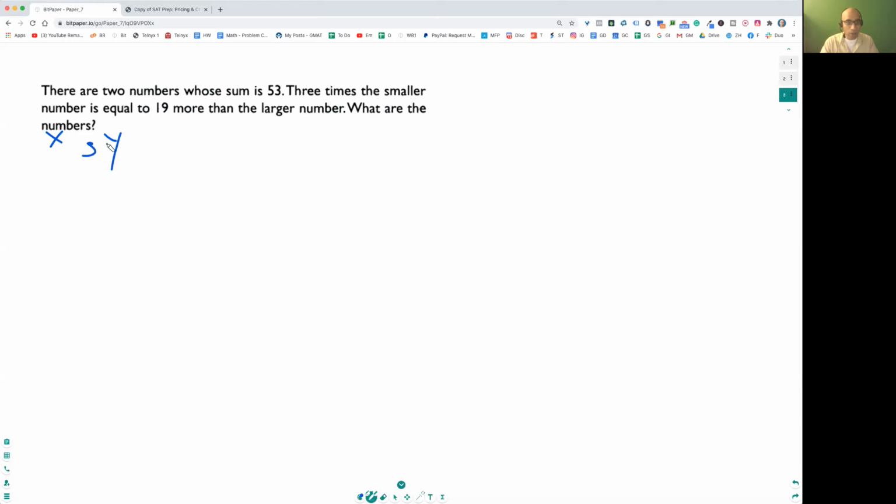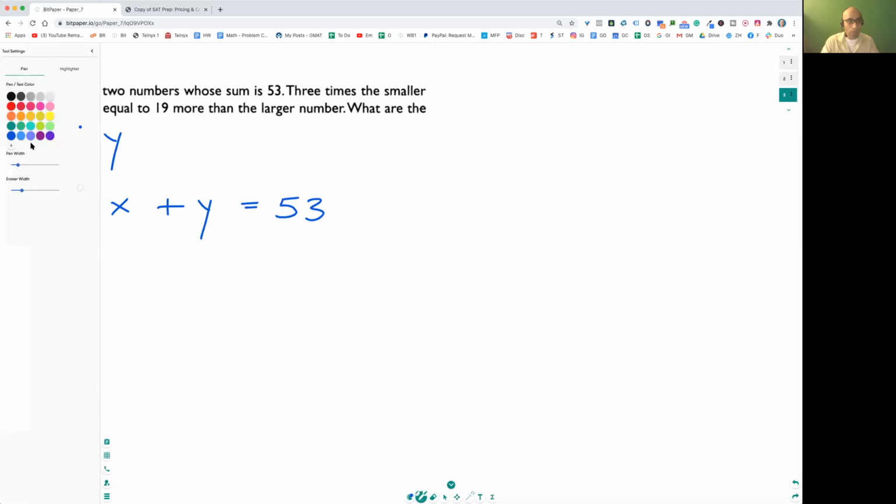So what are the two numbers, x and y? Please plug your numbers in and check if you get it. So there are two numbers whose sum is 53. So we're going to write this down. x plus y is 53. And now I'm going to show you a quick trick. What I do sometimes, folks, is I have this pencil, right?